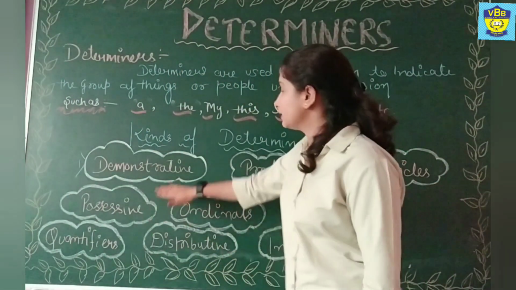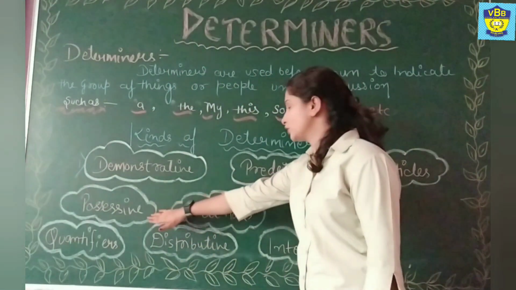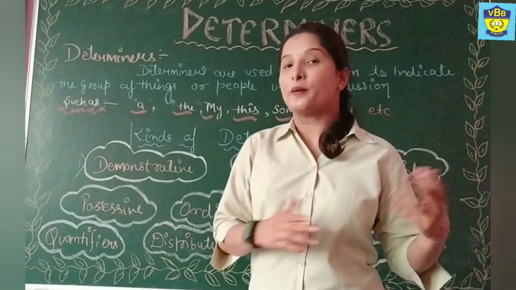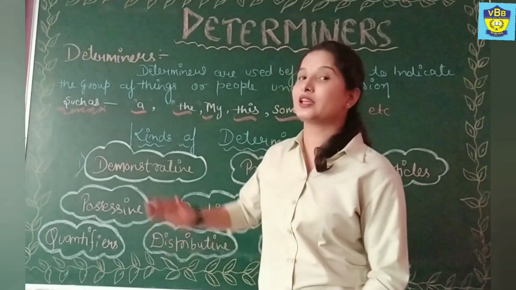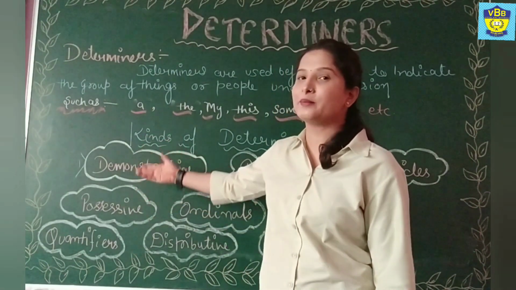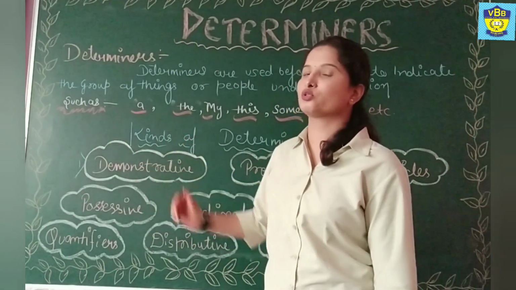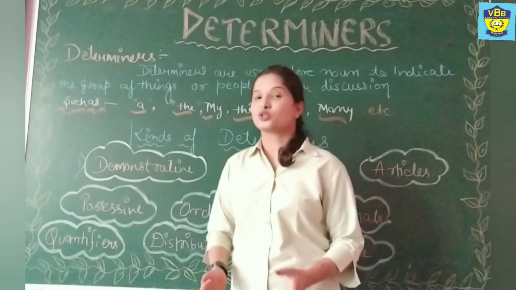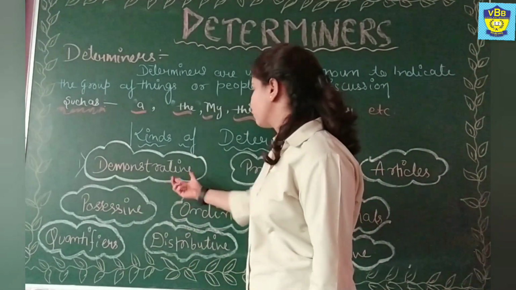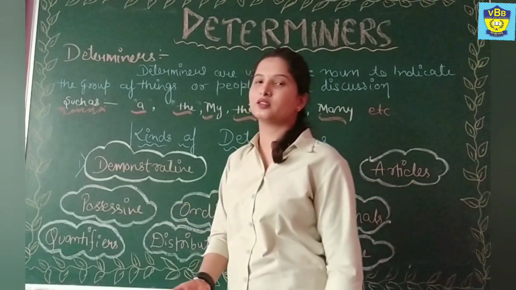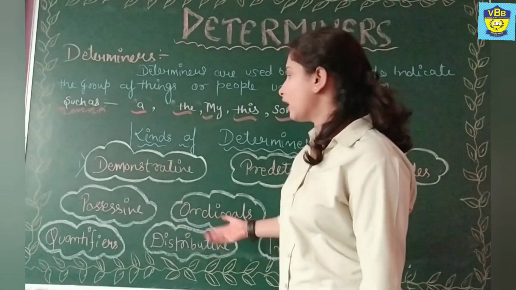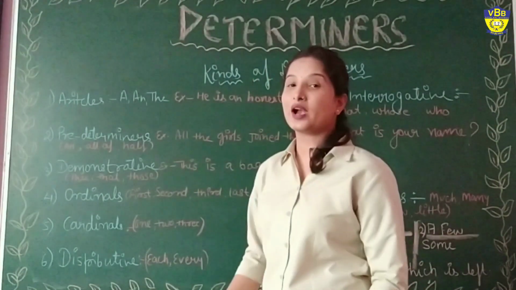For example, the demonstrative words and the possessive words belong to pronouns also. And the meaning that they were conveying in the chapter on pronouns, the same meaning they are conveying here in determiners. Okay? So now let's read what are demonstratives, predeterminers, and possessive determiners. Now let's read articles.